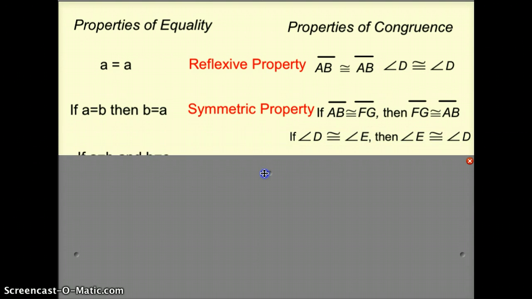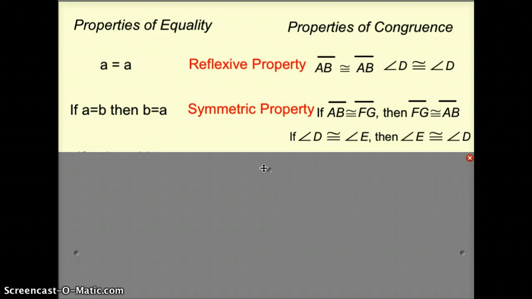The second property is the symmetric property. If A equals B, then B equals A. That's the equality side. For the congruence side, if you have two segments that are congruent to each other, then it doesn't matter what the order is. You might want to think about this as almost like the commutative property. If angle D is congruent to angle E, then angle E is congruent to angle D.